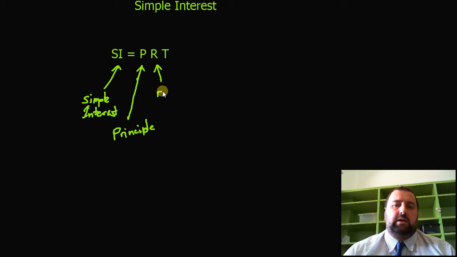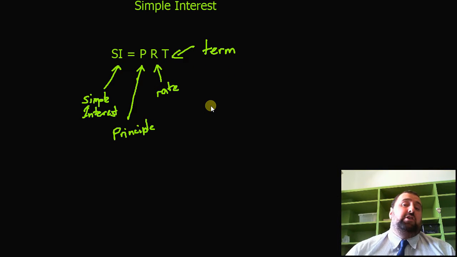R is our rate, our interest rate. For this, note that our interest rate is a decimal, not a percentage. And T is what we call the term. The term is the amount of time that either you give the money to the bank for, or the amount of time that the bank gives you to pay back your loan.